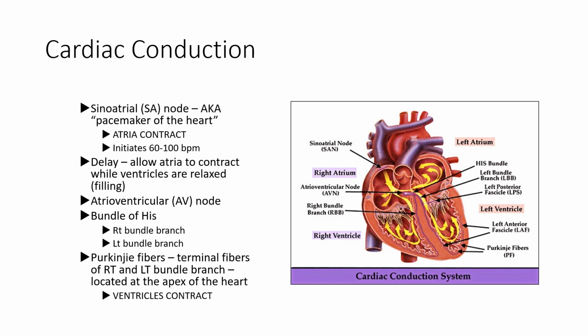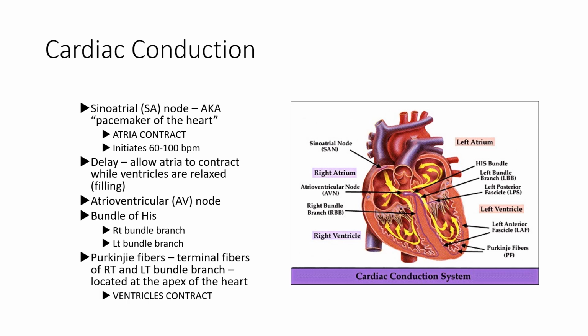Now the cardiac conduction through the heart: the sinoatrial or SA node, also known as the pacemaker of the heart, initiates the atria to contract about 60 to 100 times per minute. There is a delay to allow the atria to contract while the ventricles are filling. So the atria will be at systole and the ventricles will be at diastole.